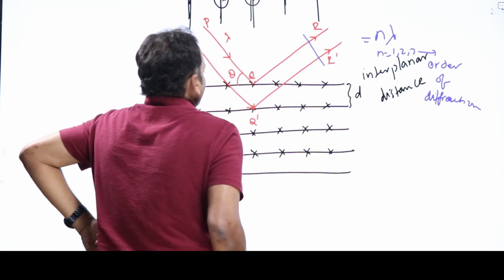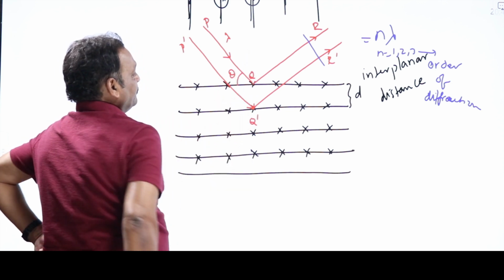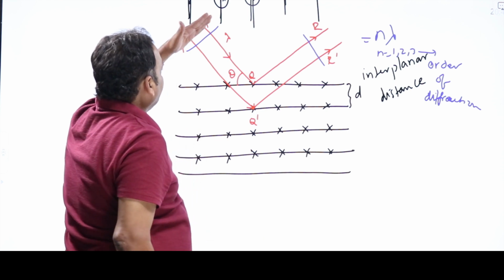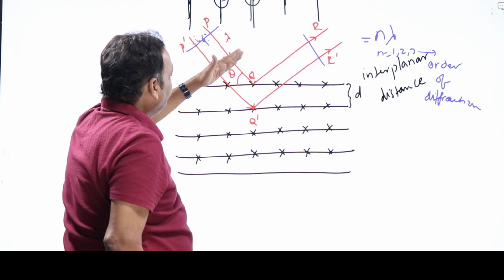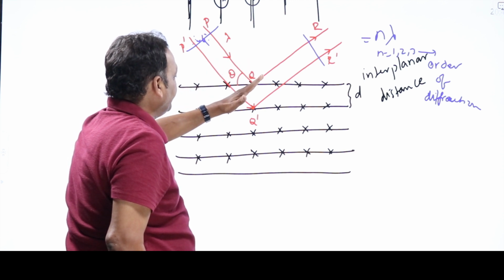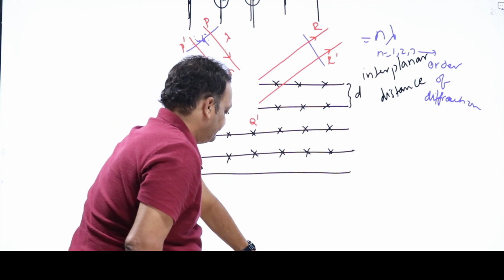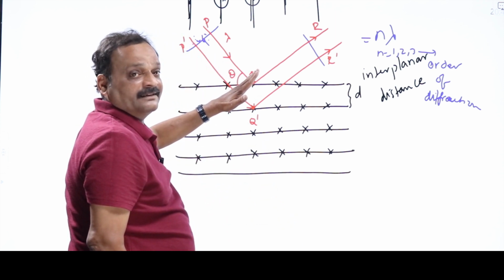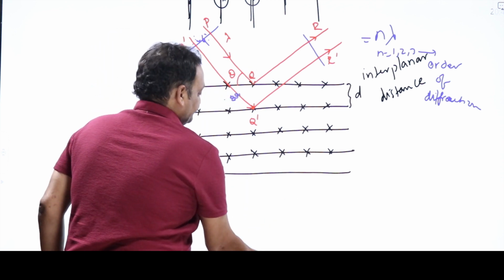Now, how do I calculate the extra distance traveled by the second ray compared to the first ray? Say both of them are starting from the same point. Now both of them are traveling parallel like this. Up to this point, both rays have traveled the same distance. There is no path difference between them up to this point.